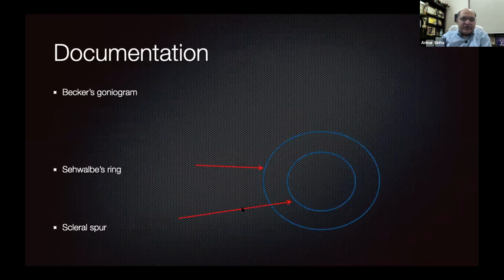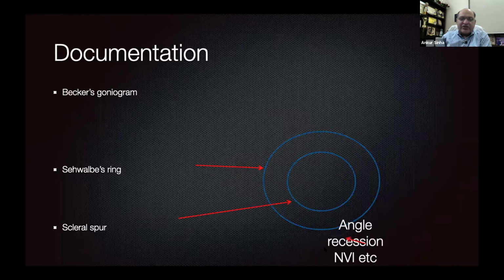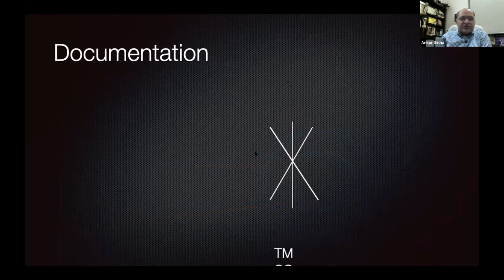Then we have this Becker's goniogram to document it. The inner ring is the scleral spur and the outer ring is the Schwalbe's line. Here we document fine goniosynechiae in terms of small tent-like structures, or broad-based peripheral anterior synechiae, or the quadrants where we want to mention angle recession, NVI, etc. This is how the documentation of the gonioscopy is done.